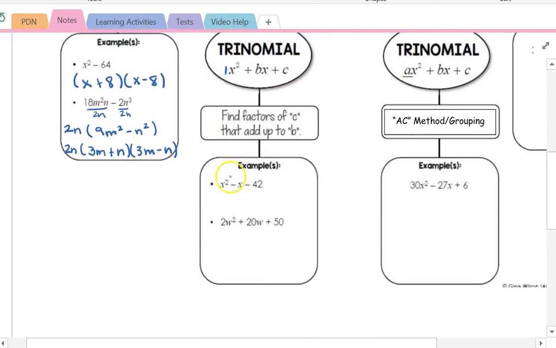So here, x squared, do they have any GCFs? They don't. So I'm going to multiply 1 times negative 42. So I do like this x method. So I have negative 42 over here. That's my multiplication. And then my addition is down here at negative 1x. So what multiplies to negative 42 and adds to negative 1? I know 6 and 7 are factors of 42. I need one of them to be negative to multiply to give me a negative.